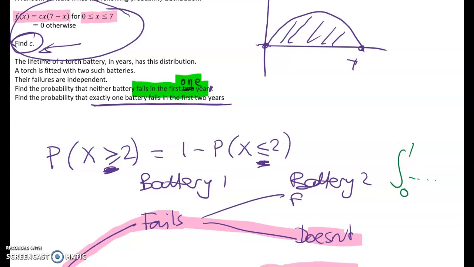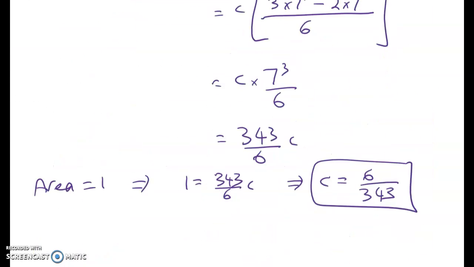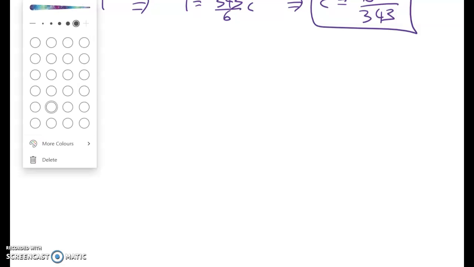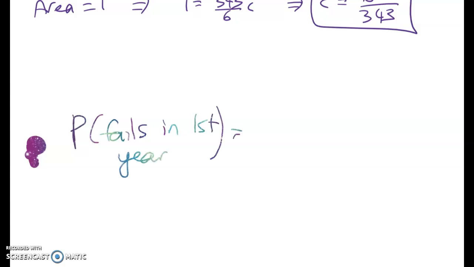Now, the next part is about the torch batteries, and we want to figure out the probability that neither battery fails in the first 2 years. Let's clean this up a bit. Okay, so the probability that the battery fails in the first year is the probability that the life of the battery is between 0 and 1. So the probability that it fails in the first year is equal to this.